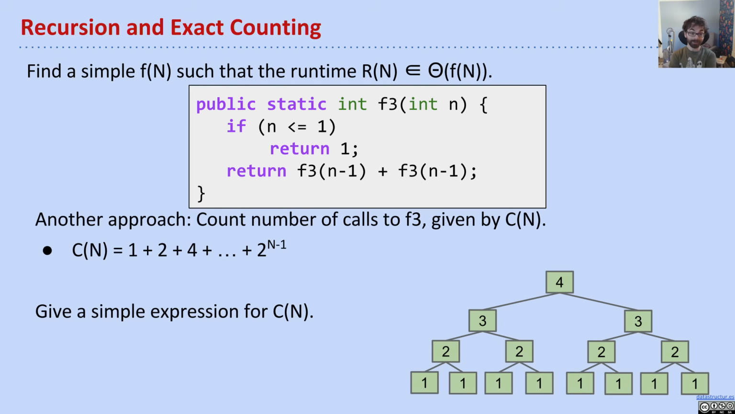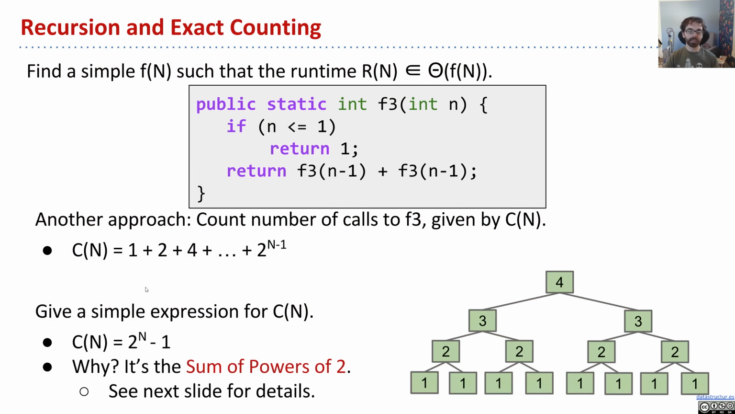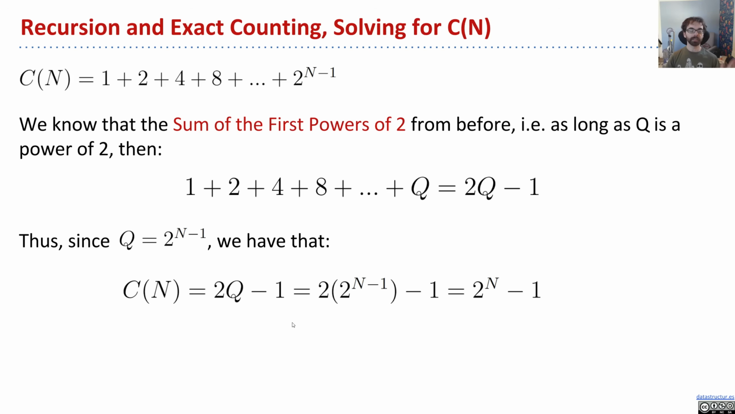Okay, so it turns out, in the previous video, we talked about this. We do know how to sum the first powers of 2. In particular, the exact result will be 2 to the n minus 1. And why? Well, this is the sum of the first powers of 2 that we saw from before. And I'll just walk you through the math again, but it's nothing new, right?